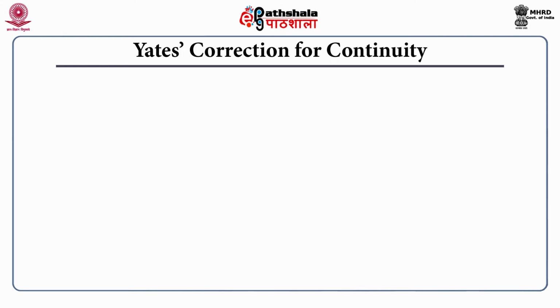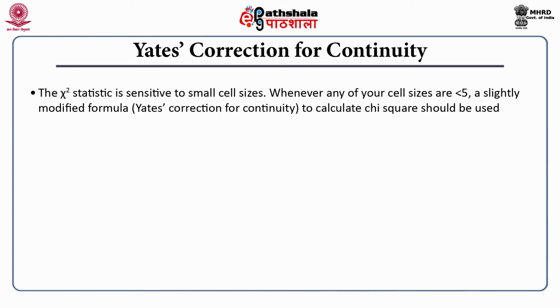So here it is a 2 by 2 contingency table, and the one main issue with this kind of small data is that the chi-square test statistic is sensitive to small cell sizes. Whenever any of your cell sizes is less than 5, as in this case, a slightly modified formula is to be used.